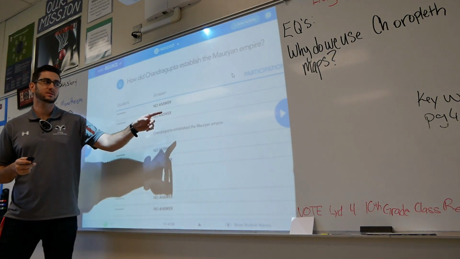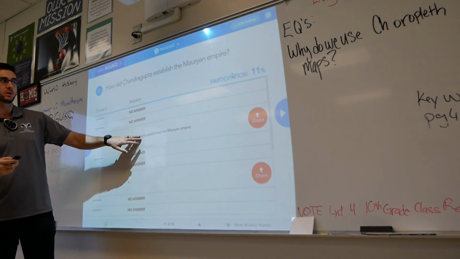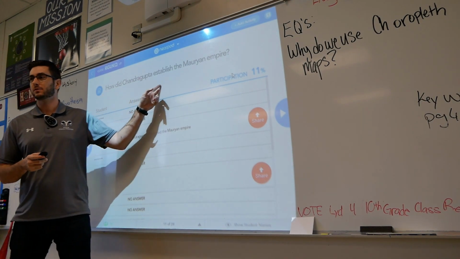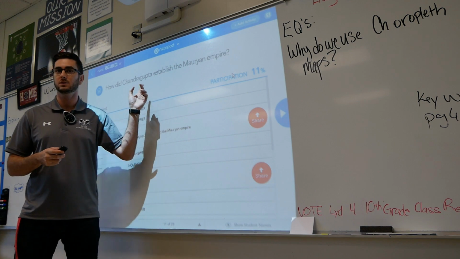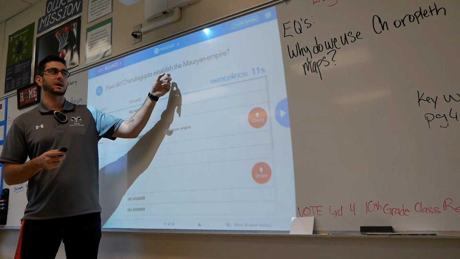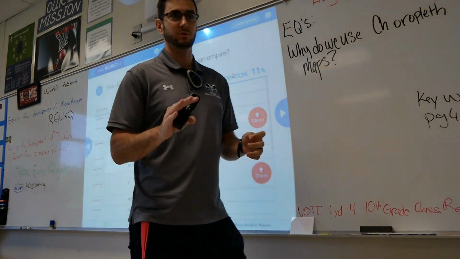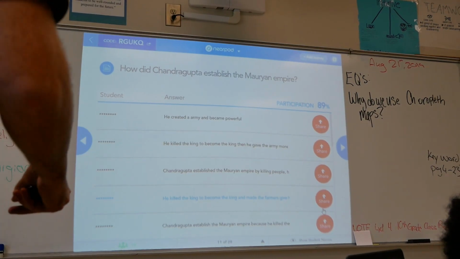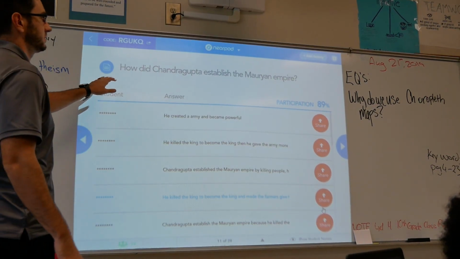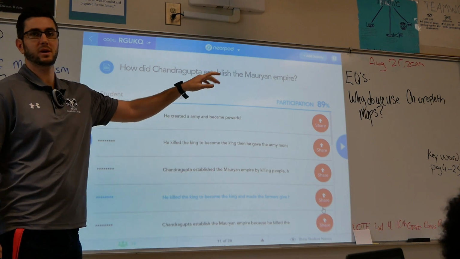Okay, fantastic. So now what we have here, good, some of you have already gone on to it, is we have an open-ended question here. How did Chandragupta establish the Mauryan Empire? So review your notes, have a look through. Okay, fantastic. So it's great to see everyone. How did Chandragupta, so what do we think it is?